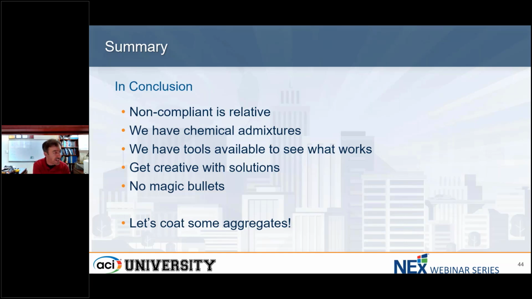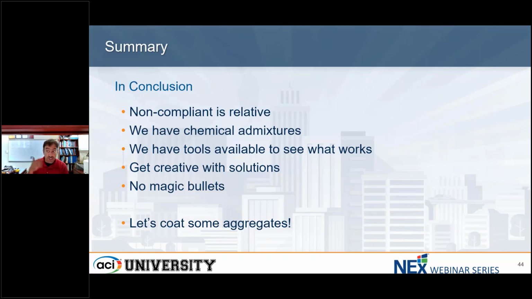What is non-compliant? It's just thresholds and specifications we came up with, in some cases in place for decades with no one ever really looking at them. We have a bunch of chemical admixtures out there. We went over two of them, silanes and plasticizers, which are fairly common and commercially available. We have some tools and testing methodologies to see whether something is acceptable or not.